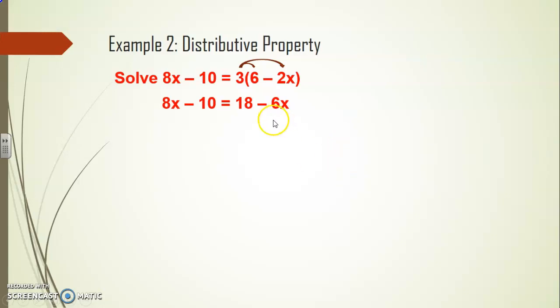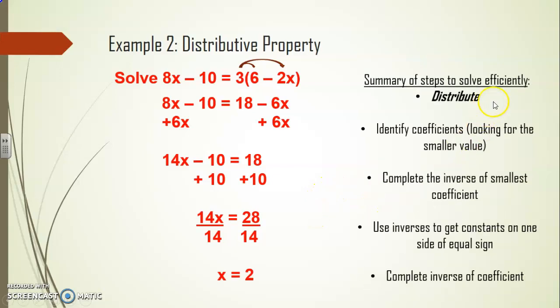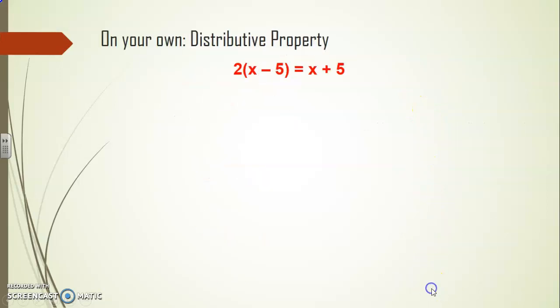We identify our smaller coefficient, -6, and complete its inverse, adding 6 to both sides. Then we're going to move our constant, -10, over to the opposite side of the equal sign, with the result 14 times the number has a value of 28. Our final answer is x has a value of 2. So really, the only new thing that distributive property does, very first step, multiply. Everything else remains the same. So you see if you can complete a multi-step equation with distributive property.